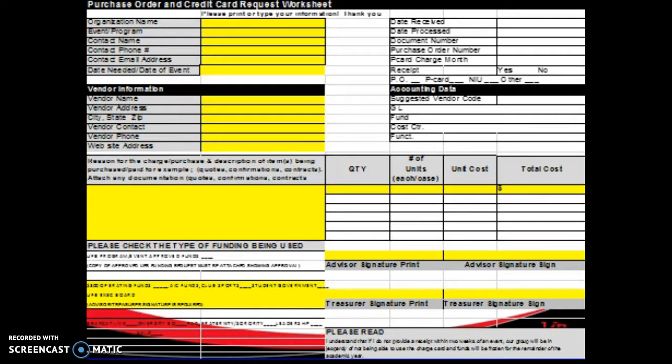If you are ordering apparel, fill out a purchase order and credit card request worksheet. Have your advisor and treasurer sign the form. You also need to attach a copy of the design and an approval letter emailed to you from licensing and branding, even if you're not using a UC logo. The vendor quote or invoice is also needed.